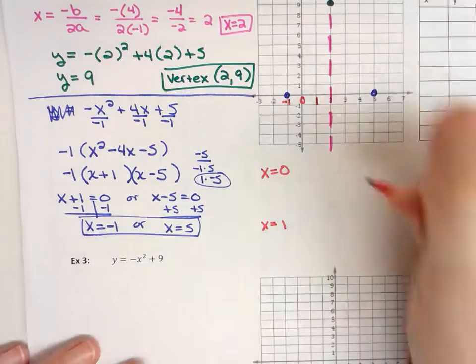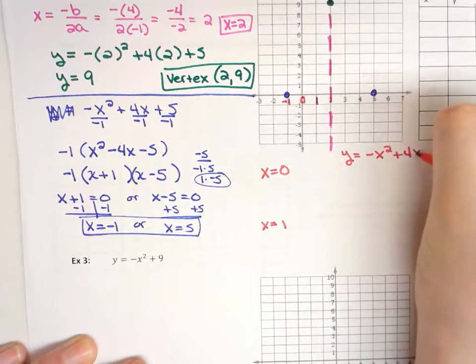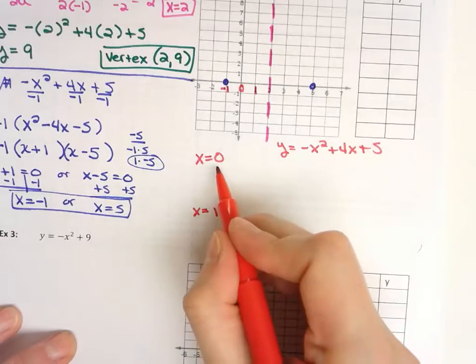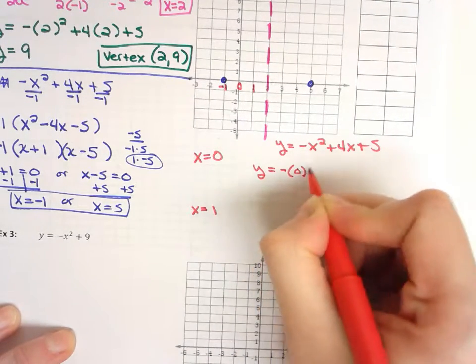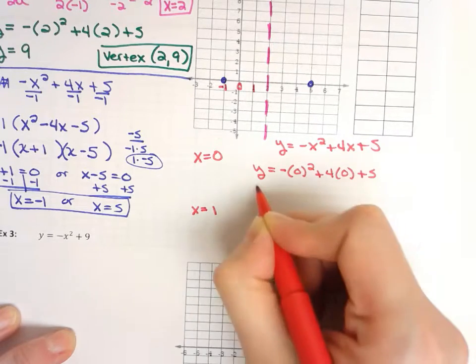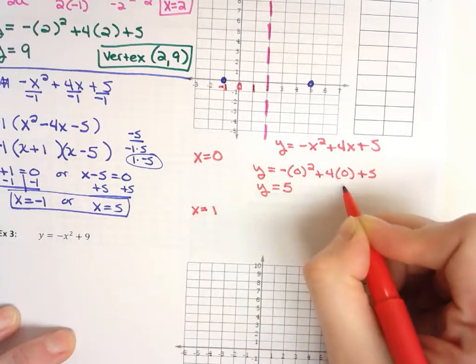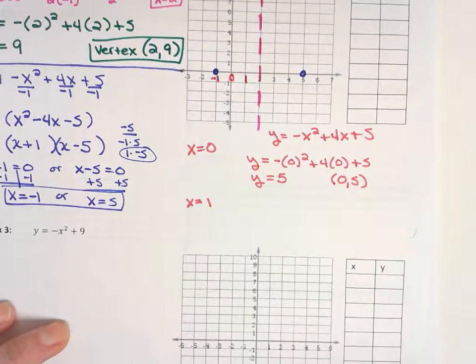So I'm taking the original equation. Let me just rewrite it over here so you can see it. And we are just going to plug in that x value. So y is equal to negative 0 squared plus 4 times 0 plus 5. If you simplify that, it gives you 5. So the first point that we are going to be putting down is 0, 5.